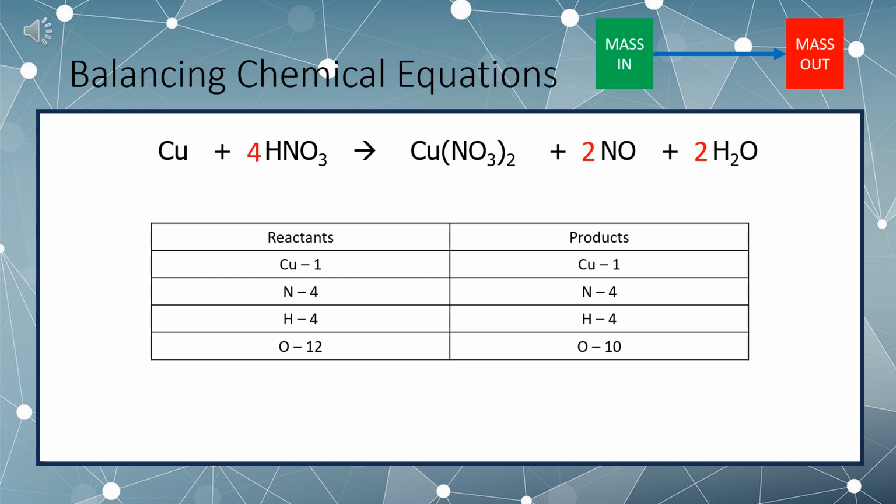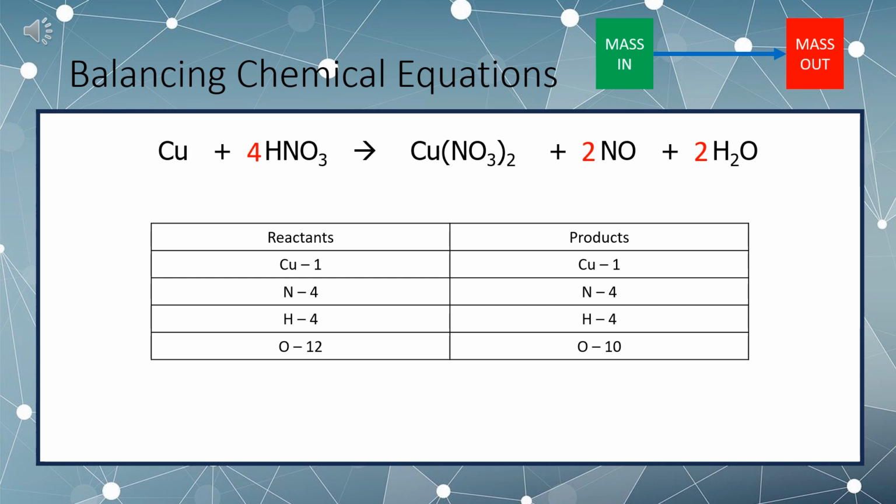Now, looking at our oxygens, because everything else is balanced, we just need to balance our oxygens. We have 12 on the left, and we have 10 on the right. Now, there's a few places we could balance our oxygens. We could balance them in the Cu(NO3)2 bit, or we could balance them in the H2O bit, or we could also balance them in the NO bit. But we have to be careful here because we really want to try and avoid unbalancing everything else.